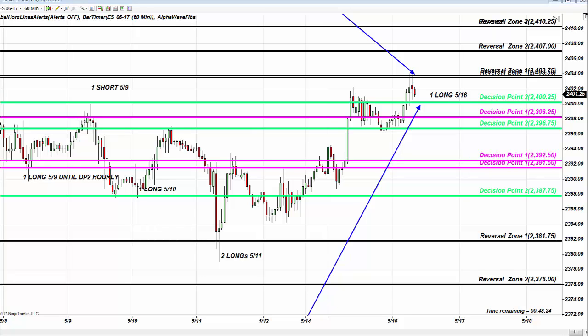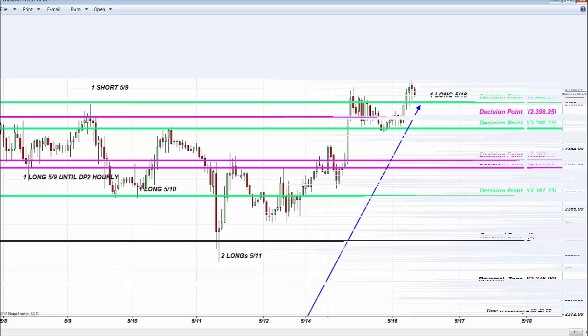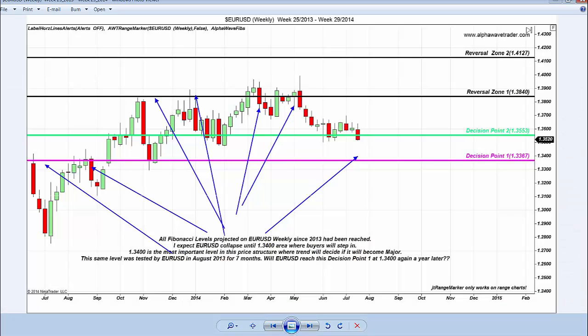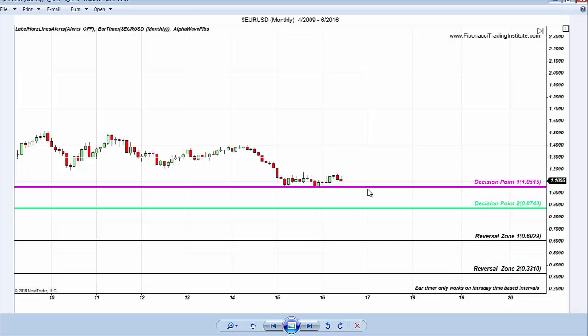Remember Euro at reversal zone? Identical strategy as on S&P hourly. Remember 3800? Remember what Euro had to do to break through this support? Remember what I said about Euro since 2015. This is crucial Fibonacci support. This support is out, Euro will go into free fall.